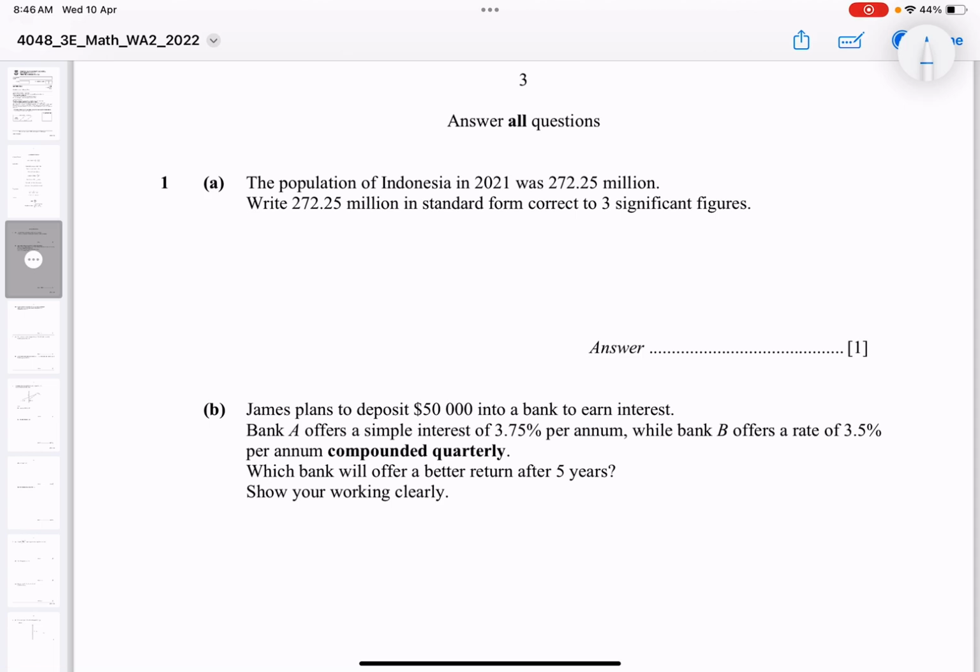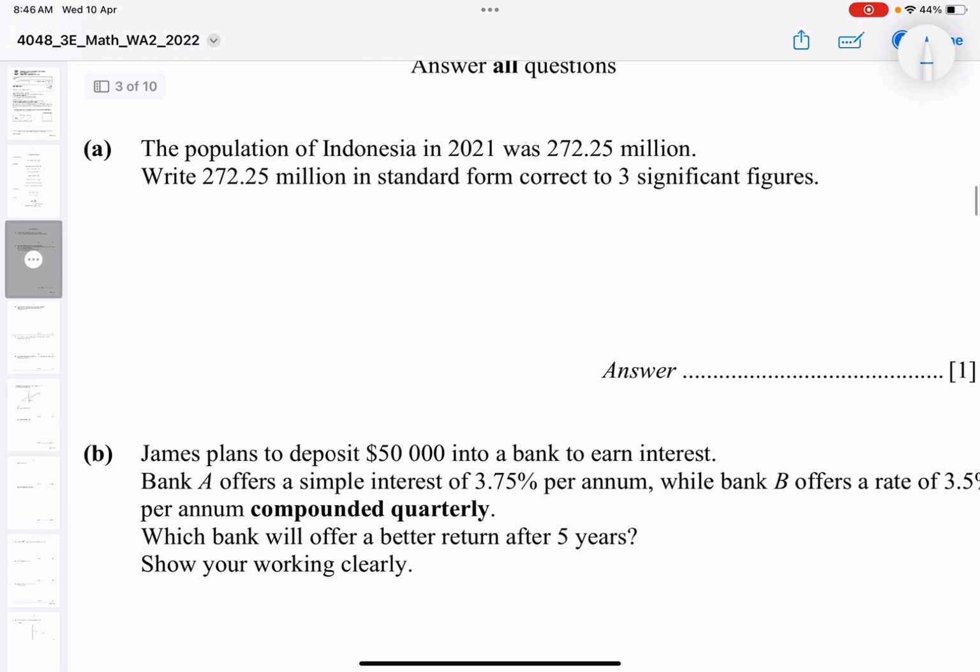Okay, let's look at question number 1. They say the population of Indonesia in 2021 was 272.25 million. Million, you need to know lah. There are 6 zeros, alright? So it's 10 to the power of 6. So we can write that 272.25 times 10 to the power of 6. But they want us to express in standard form. So what is standard form?